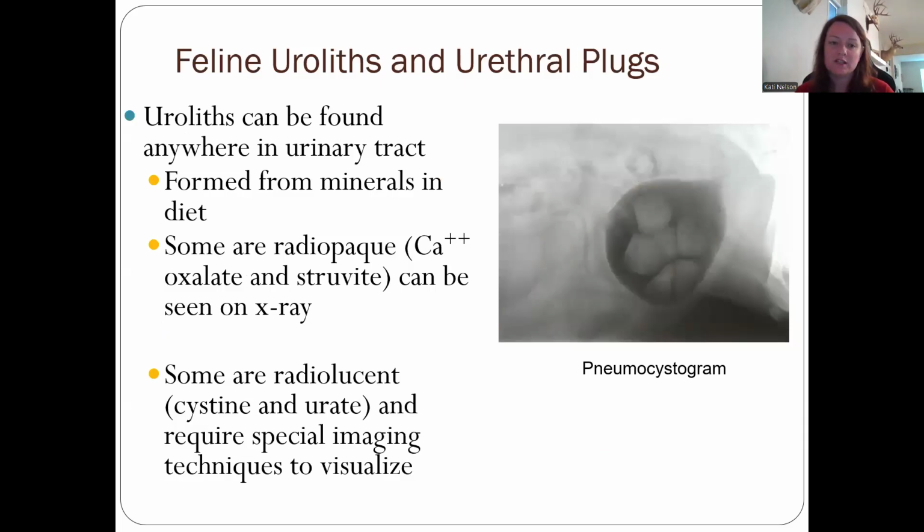Uroliths can be found anywhere in the urinary tract, formed from minerals in the diet. Some are radiopaque, right? So this means we can see them on a radiograph: calcium oxalate and struvites. And then some are radiolucent. So cystine and urate, these are the ones that usually require some sort of visualization technique. We have to give them some sort of injection that will light up on the radiograph.